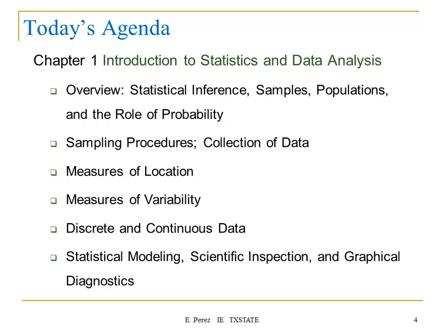The agenda for the lecture, again, is material covering the first chapter of your textbook. We're going to provide an overview of statistical inference, sample populations, and the role of probability. We're going to talk a little bit about sampling procedures and how you collect data. Then we're going to spend some time reviewing measures of location, such as the sample mean, sample median, and so on, and measures of variability, the variance, the standard deviation, and if time allows, we're going to talk about the difference between discrete and continuous data, and this is going to be a topic that we're going to cover next week.